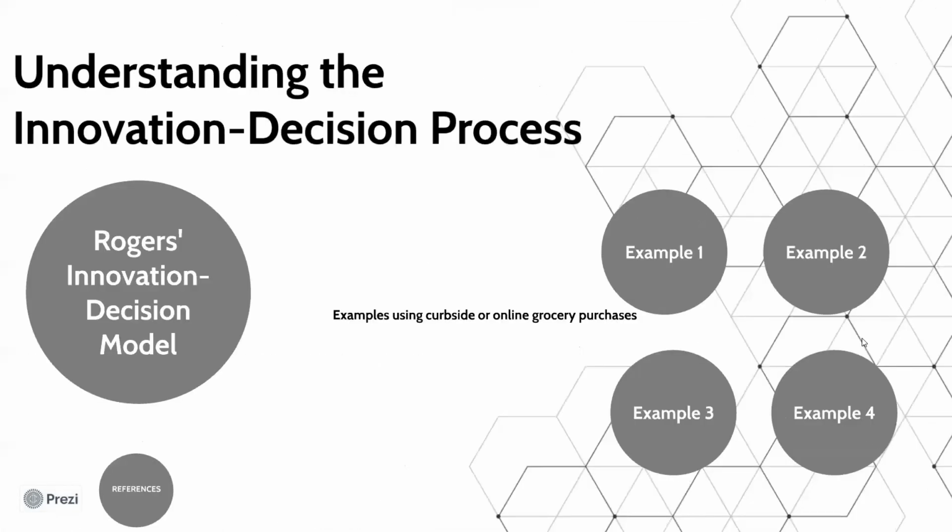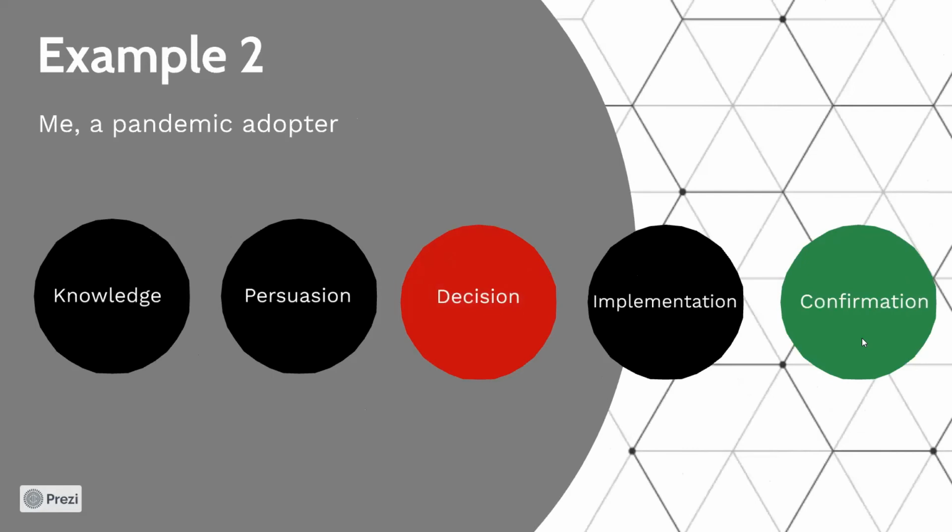Next is example number 2. And I'll use myself here because I was a pandemic adopter of curbside grocery. My prior conditions and knowledge and communication channels were relatively similar, but I initially decided in step 3, curbside grocery order did not have enough relative costs and benefits based on persuasion, step number 2, to my life.